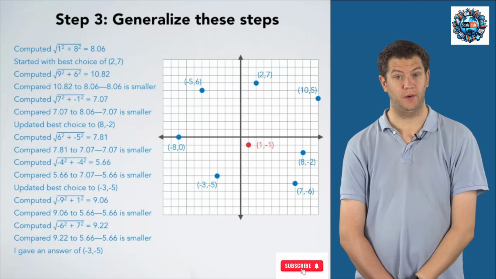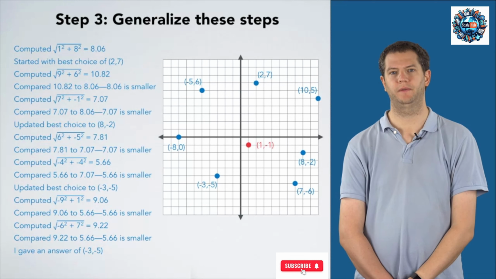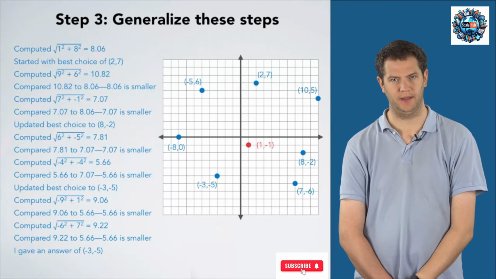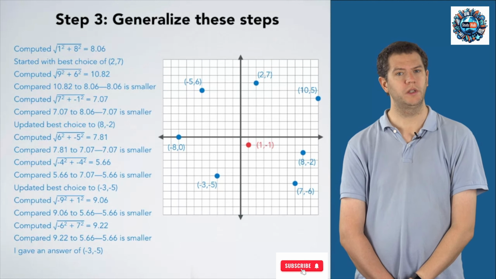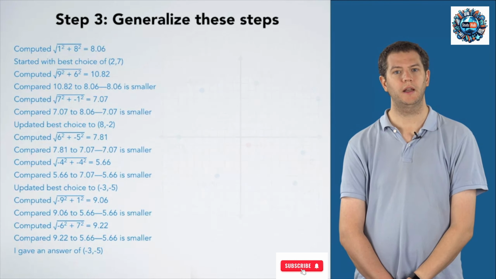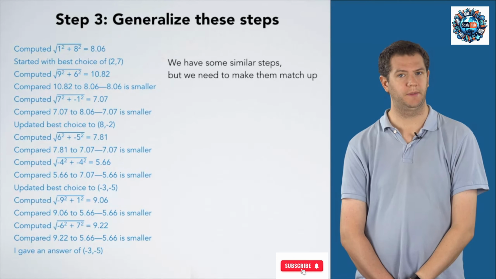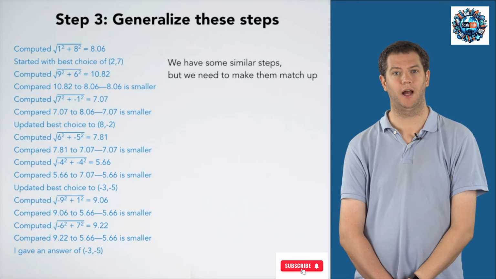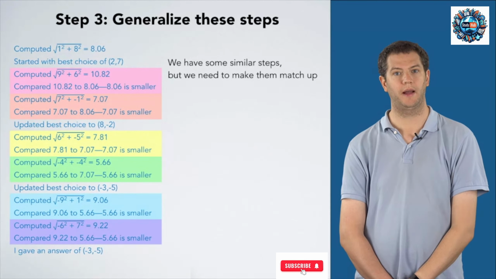In the previous video, we carefully wrote down the steps we followed in working a specific case by hand. In this video, we generalize the steps to finding the closest point. Looking at our steps, some of them are similar, but we need to make them match up. Each of these colored boxes contains similar steps. First a computation, then a comparison.